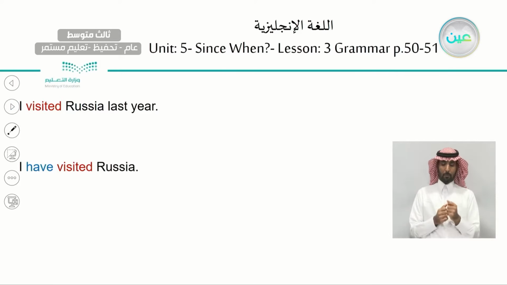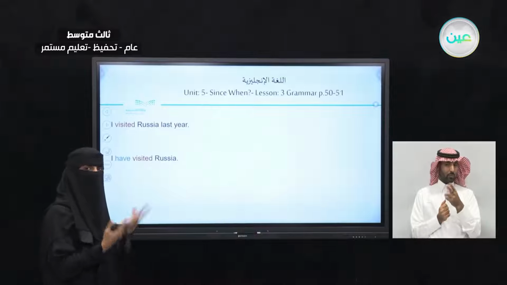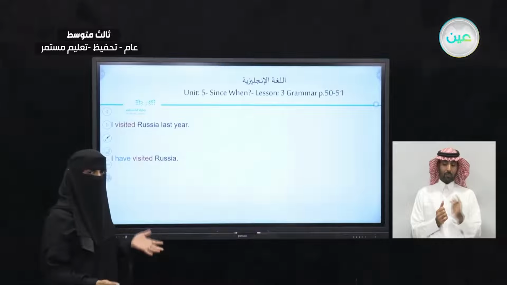Look at these two sentences. It's not part of your book. Focus here with me. The first sentence, I visited Russia last year. And the second sentence is, I have visited Russia. What is the difference between the two? What do you notice? Can you tell me the difference between the two?